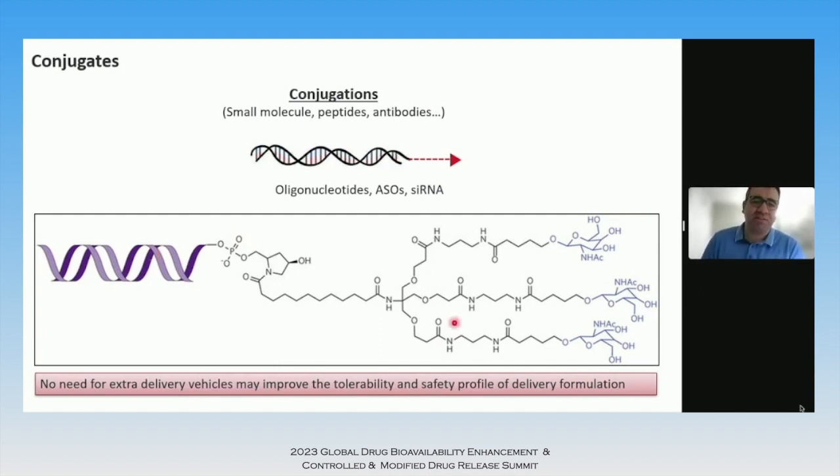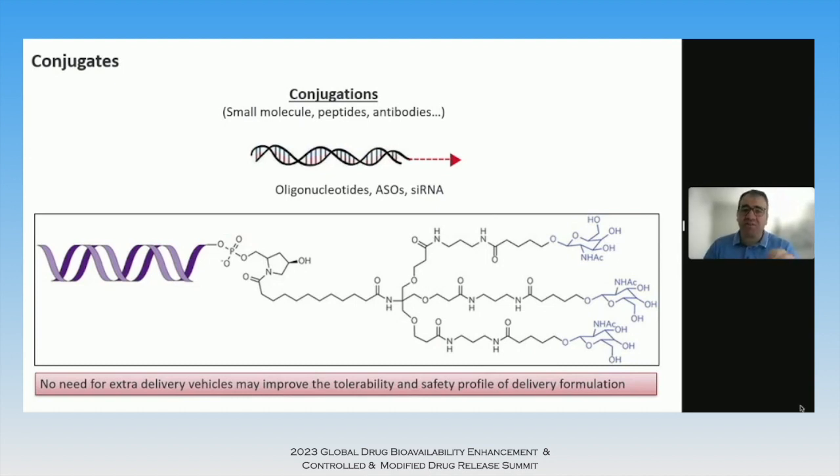So here you see one of the approved products where 3 GalNAc moieties are conjugated to siRNA. And the mechanism here is that the liver hepatocytes have many glycoprotein receptors. So these GalNAcs can bind to those receptors to facilitate the cellular uptake of this siRNA itself. Otherwise, it is very difficult to get into the cells without having these GalNAc groups conjugated to it.